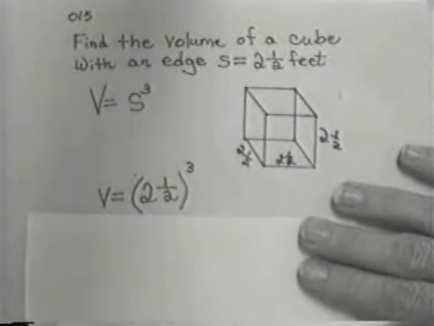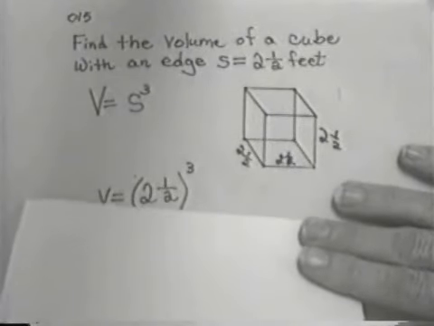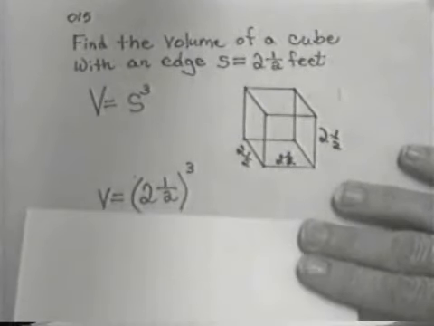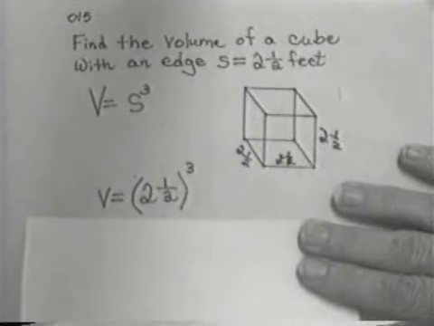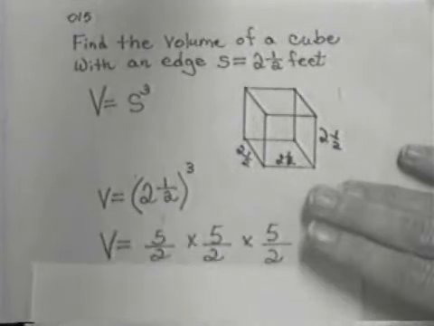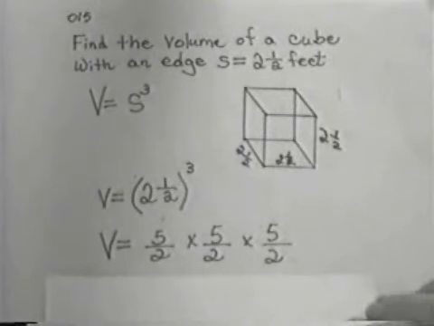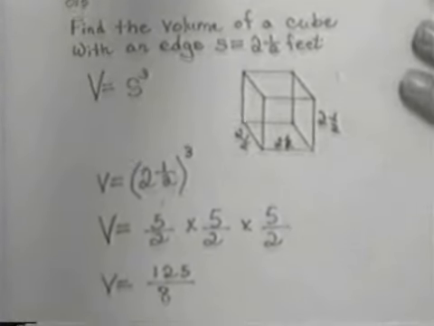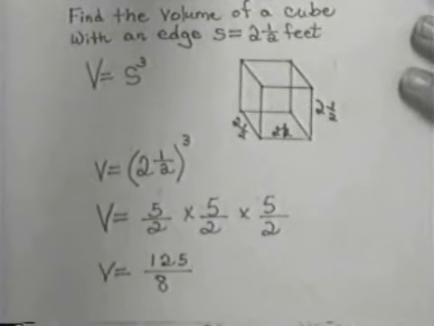Now in order to raise 2.5 to the third power, I need to multiply 2.5 by itself 3 times. But I need to make it an improper fraction first. So when I do that, I'm going to get 5 halves. So I'm going to have 5 halves times 5 halves times 5 halves. So when I multiply that together, I'll end up with 125 eighths.